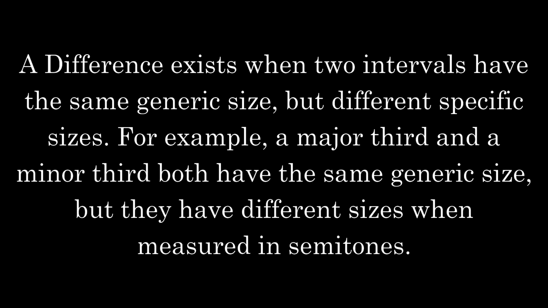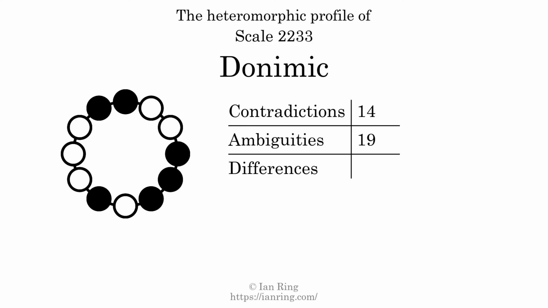A difference exists when 2 intervals have the same generic size, but different specific sizes. For example, a major third and a minor third both have the same generic size, but they have different sizes when measured in semitones. The number of differences in this scale is 65.